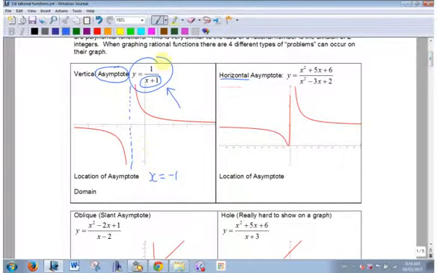How do I say the domain? It's all real with the exception x can't be that. All right, and I can write it the other way and say x is everything greater than -1 or everything less than -1, but that's just a little cleaner.